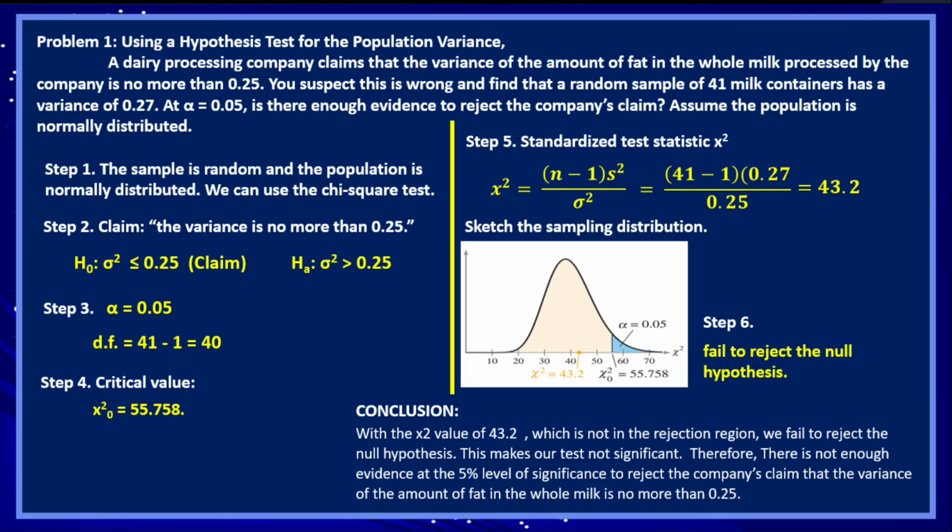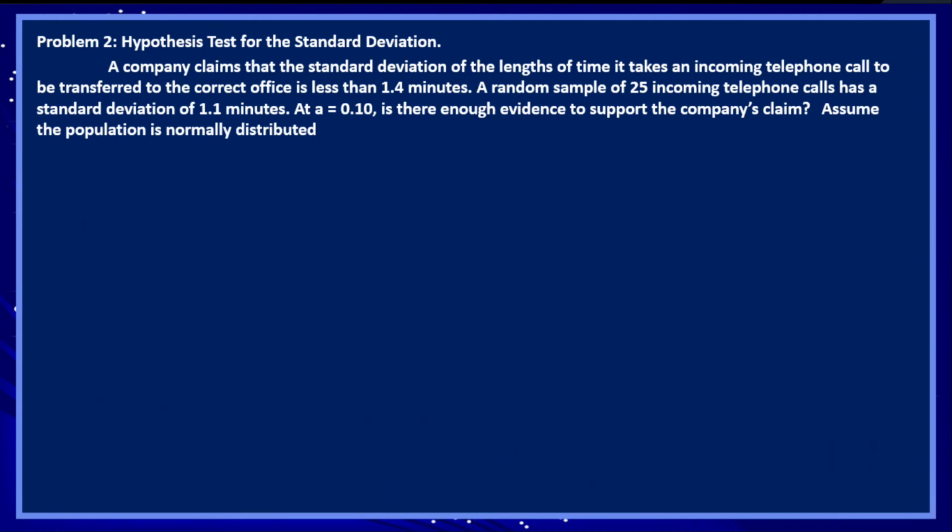We're done with the hypothesis test for the population variance. Now let's have another example using the hypothesis test for the standard deviation. The problem is, a company claims that the standard deviation of the length of time it takes an incoming telephone call to be transferred to the correct office is less than 1.4 minutes.